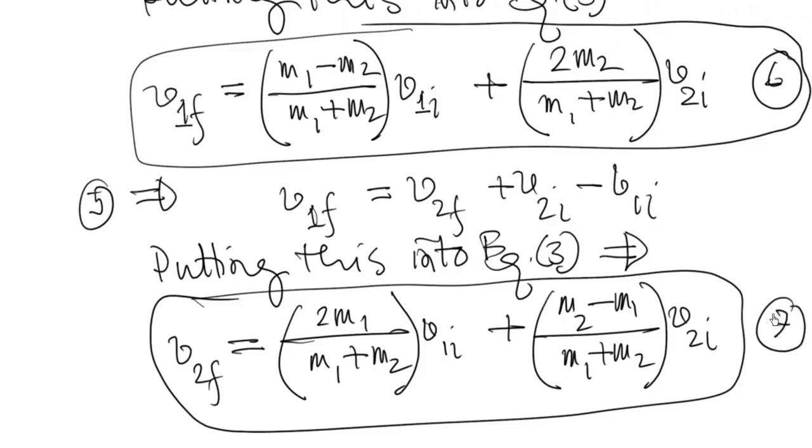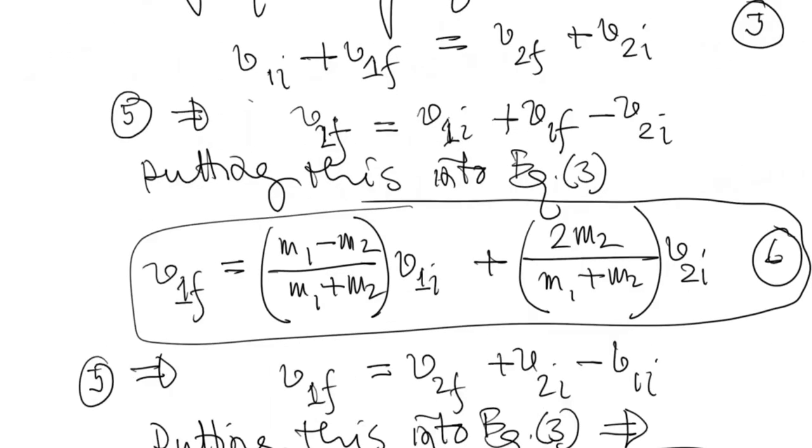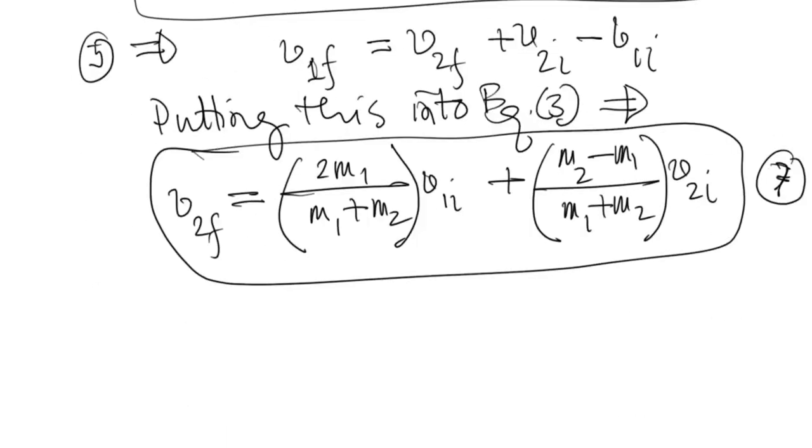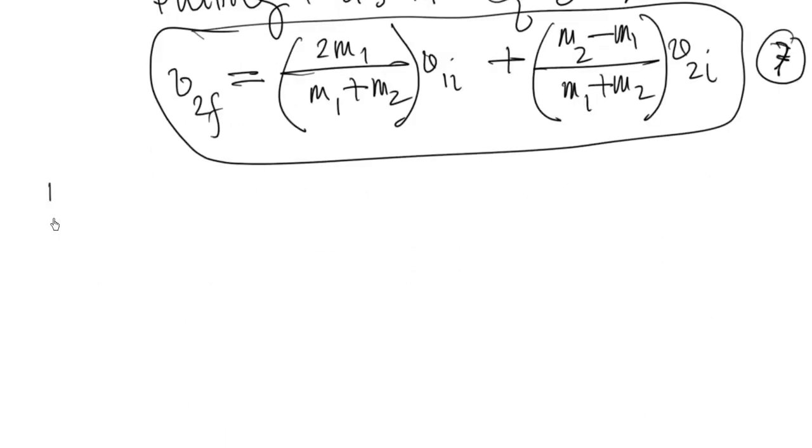Okay, you should try at home to find these two expressions. You see, the right hand sides of equations 6 and 7 are known, and so the left side we can easily find out. Next we shall study a few special cases of this one-dimensional elastic collision.